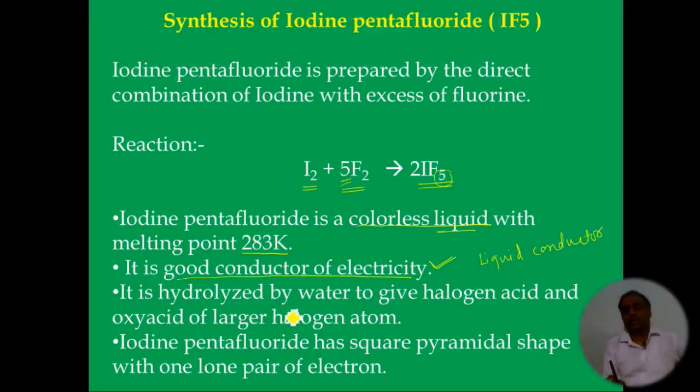It is hydrolyzed by water to give halogen acids. Which halogen acids? Oxyacids. Generally, interhalogen compounds on hydrolysis with water give the oxyacids. It is hydrolyzed to give halogen acids and oxyacids of the larger halogen atom. For example, if you hydrolyze iodine pentafluoride, you will get oxyacids of iodine.